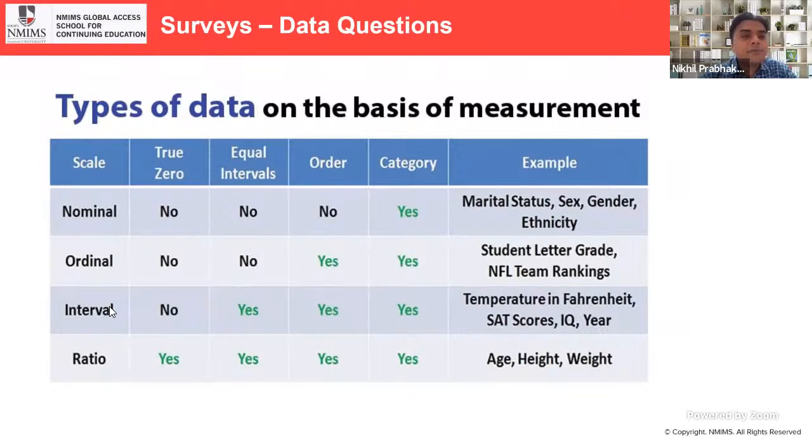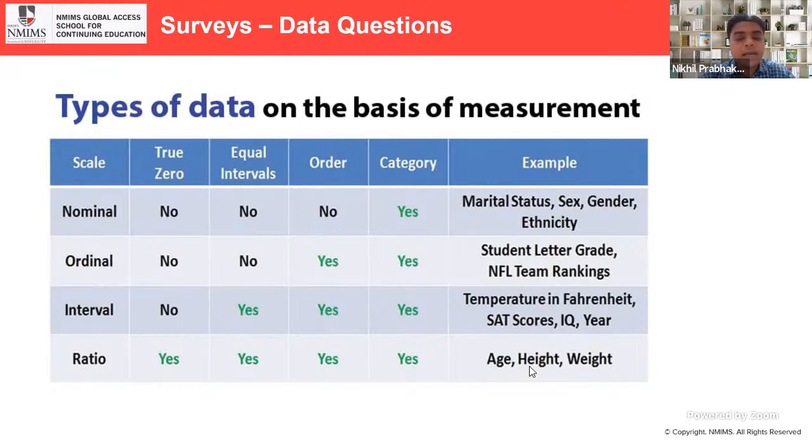Now, interval data is the first kind of data where you can do a quantitative study. In the first nominal and ordinal part, you can only do a qualitative study or understanding. In case of interval, student marks, if we give marks, then of course, over here we have equal intervals. We have order and category defined. If you look at temperature in Fahrenheit, there is no real zero which is defined. There is a range, but we don't have a true zero, which you will find in case of ratio.